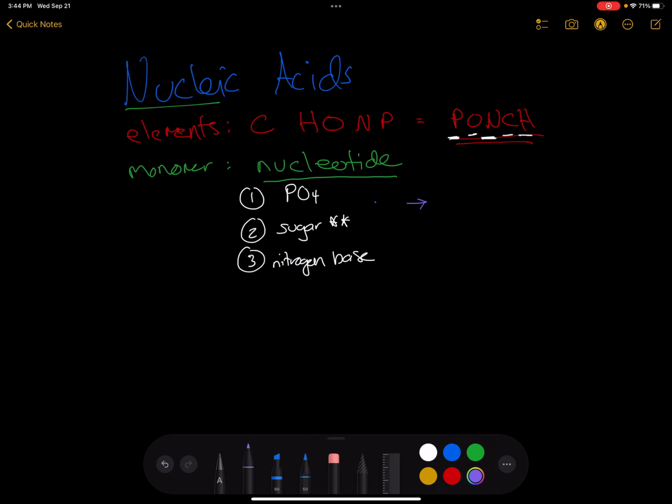So phosphate group, let's draw that first. So here's a phosphate group. Remember, super negative. Got negatives everywhere. And now we get to draw a sugar. So our sugar is going to look something like this.